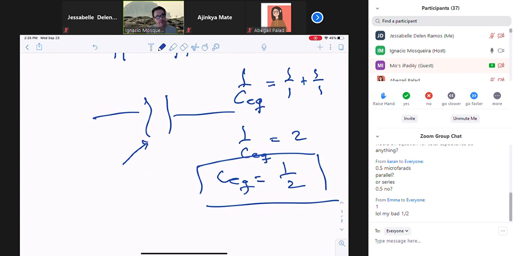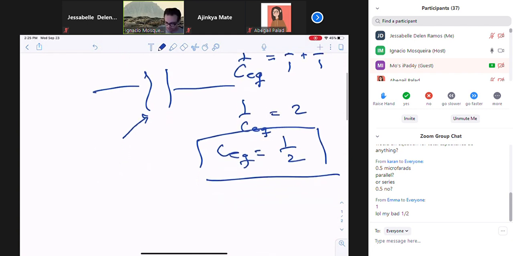You might like that one better. Okay, I don't know. That's up to you. This is fine, but you gotta remember to invert. There's nothing wrong with it, but you gotta remember to invert. But the other formula I gave you is C1 times C2 divided by C1 plus C2.